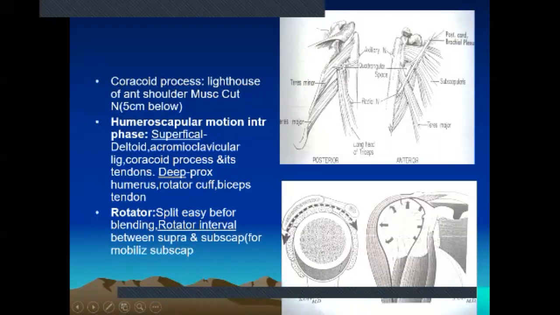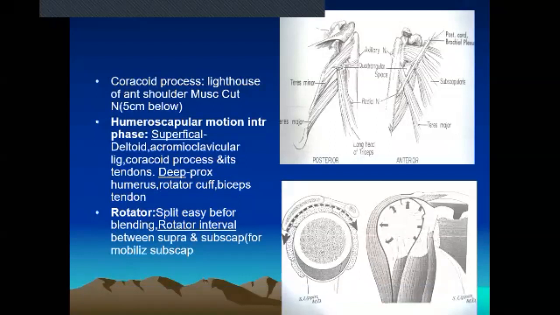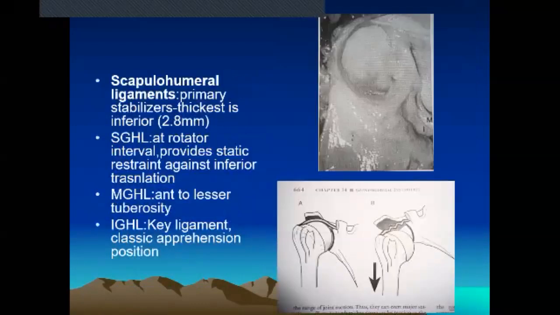Everybody asks me, what is the rotator interval? The rotator interval is nothing but the interval between the supraspinatus and the subscapularis. It is an empty space, where they say the comma tissue is present.